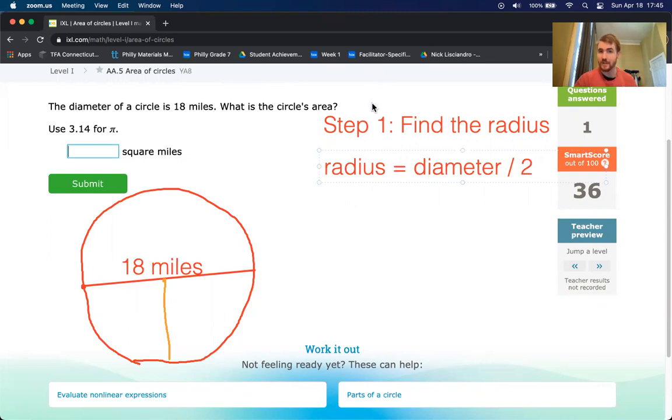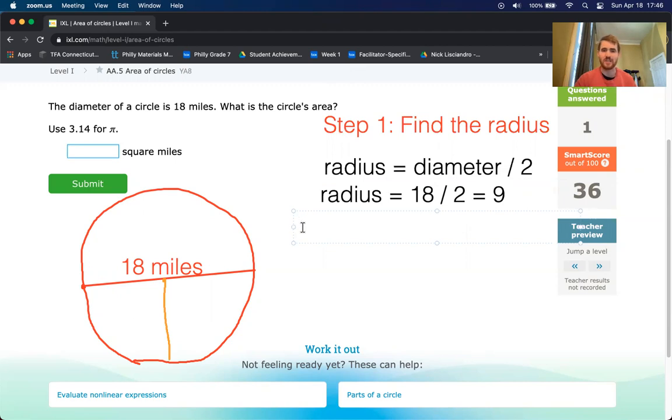Well, this is pretty easy to solve then, right? Because we have the diameter. So radius equals the diameter divided by 2. We know the diameter is 18, so it's 18 divided by 2. What is 18 divided by 2? It is equal to 9. So now we know the radius. The radius is equal to 9. And we can move on to step 2, which is the same thing we did last time.